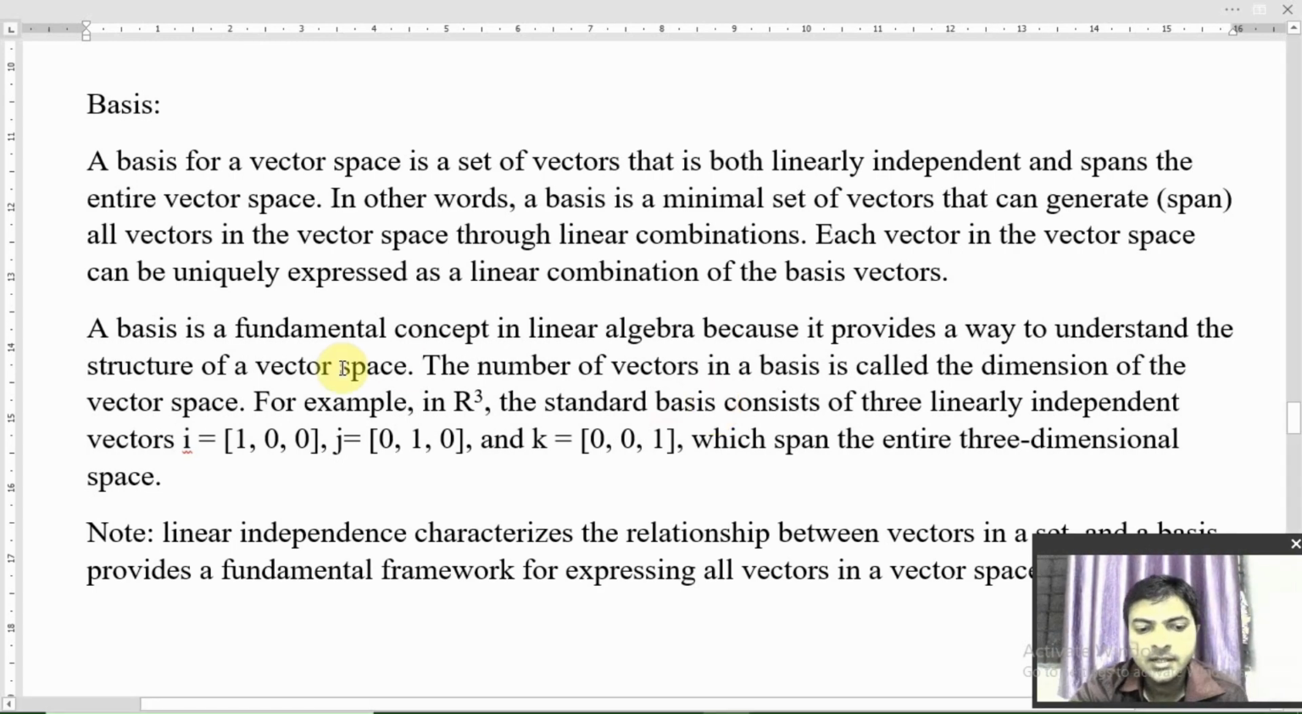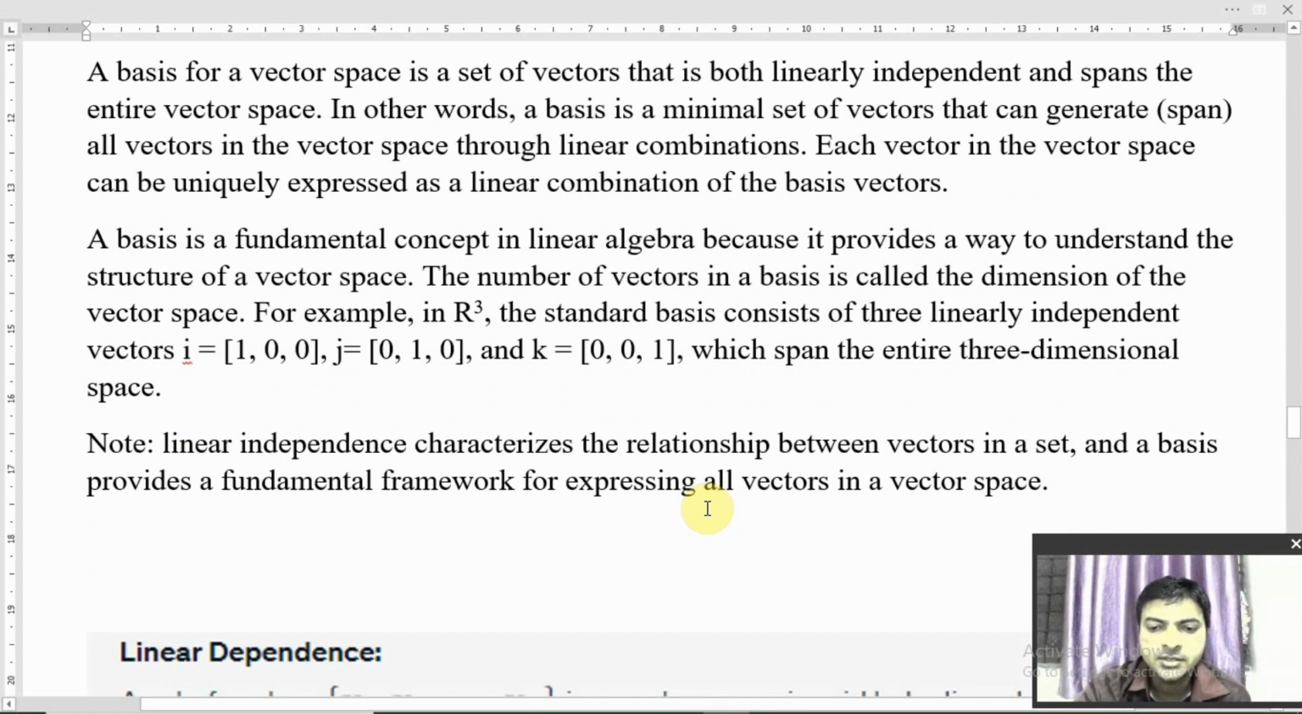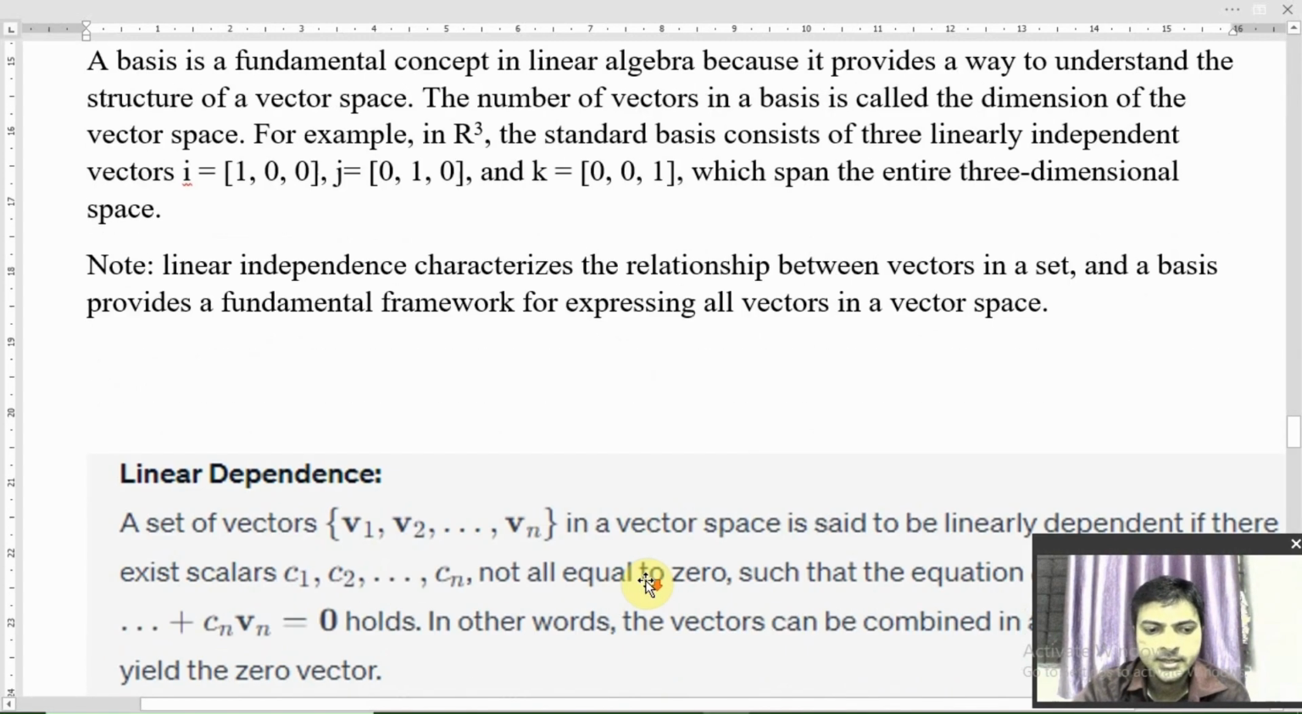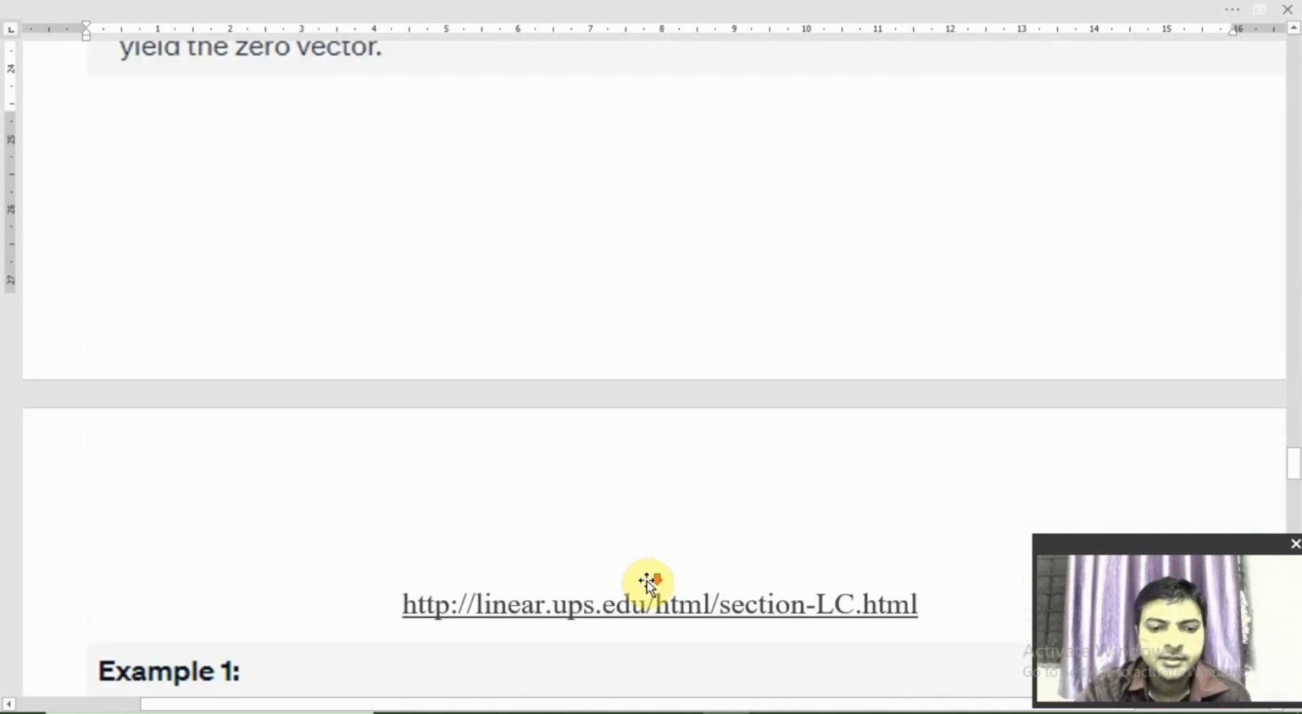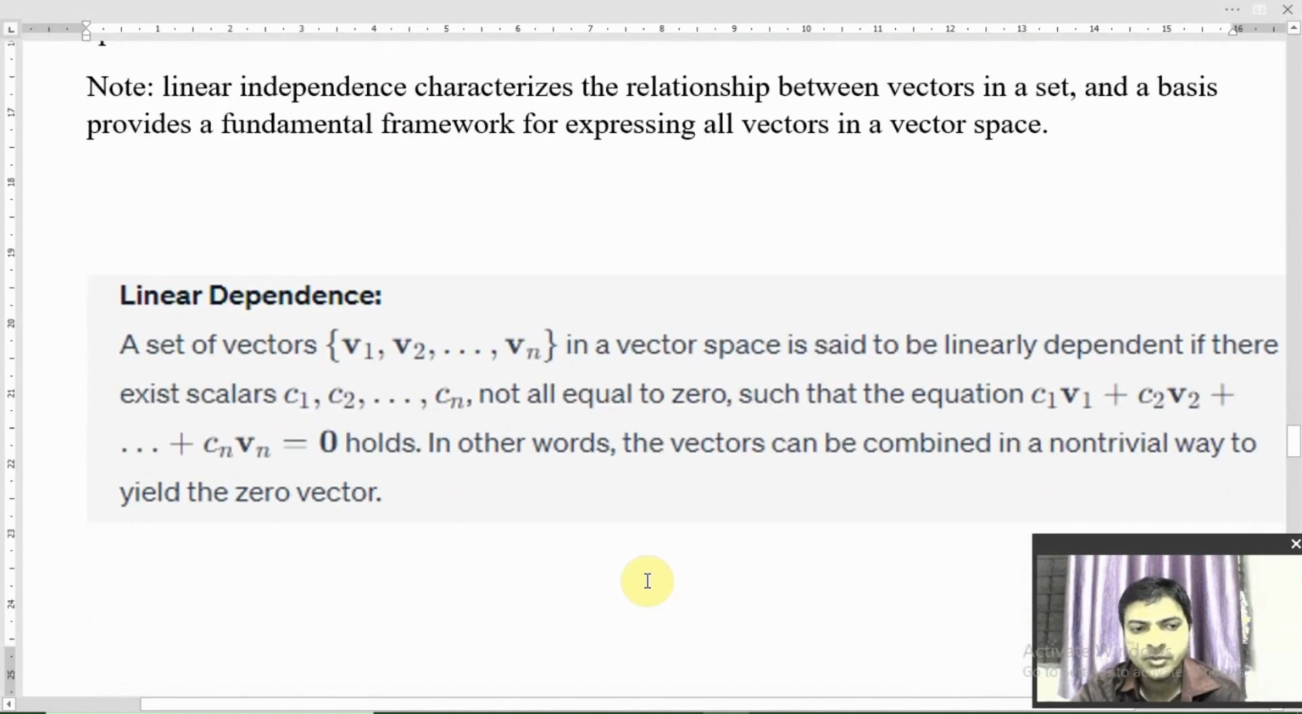So note that the linearly independent characterization, the relation between vectors in a set and a basis, provides a fundamental framework for expressing all the vectors in the vector space. This is all about the basis. We move to the last part. We will come across the definition of linearly dependent. One concept you should remember: linearly independent, linearly dependent.